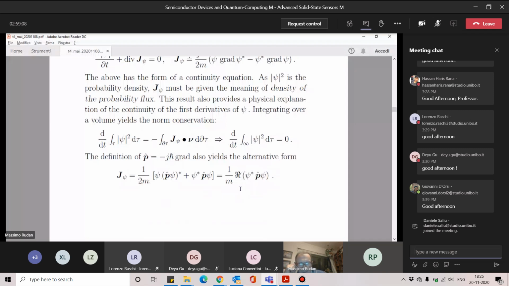So this equation has a deeper meaning, okay? It is exactly the same equation of continuity that we obtain with fluids or with particles like electrons or holes in a semiconductor, for instance, okay? It has the same meaning. So deep in the Schrödinger equation, there is the meaning of a continuity equation.